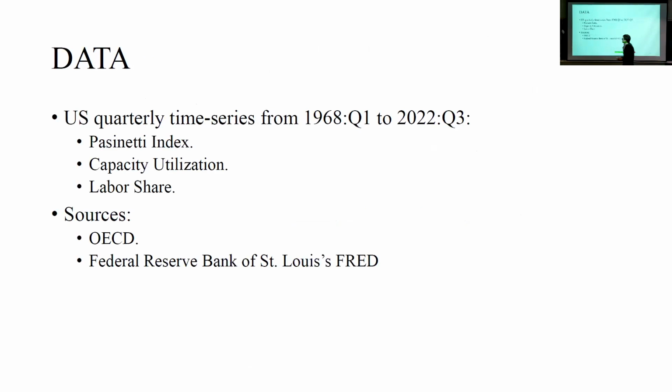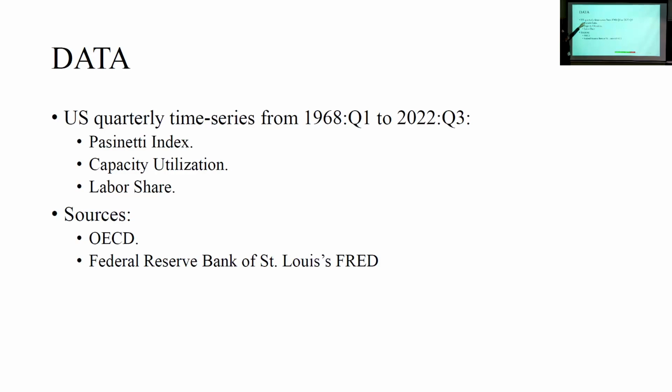So what we do is use US quarterly time series data from 1968 to 2022. And we use three variables: the Pasinetti Index, capacity utilization, and labor share. I will show the details soon. So the idea here is to have a threshold vector autoregressive model. I will explain that very soon. To see how the Pasinetti Index affects labor share and capacity utilization.